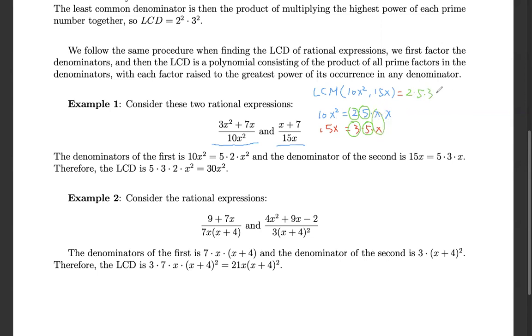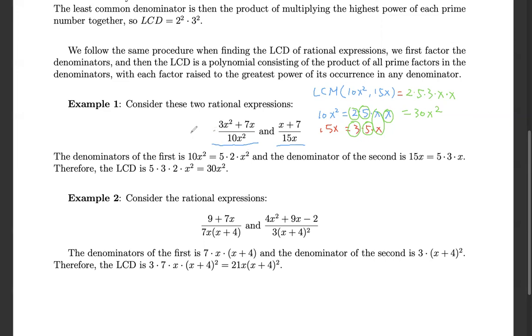X is a common factor, we only write it once. But then we still have this x, so we need to write down this x. Then 2 times 5, 10, 10 times 3, 30. X times x, x squared. So the least common denominator of those two is 30x squared.